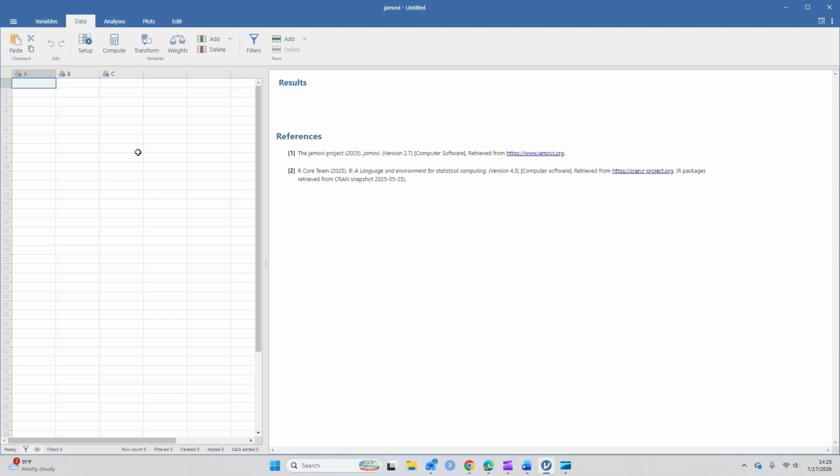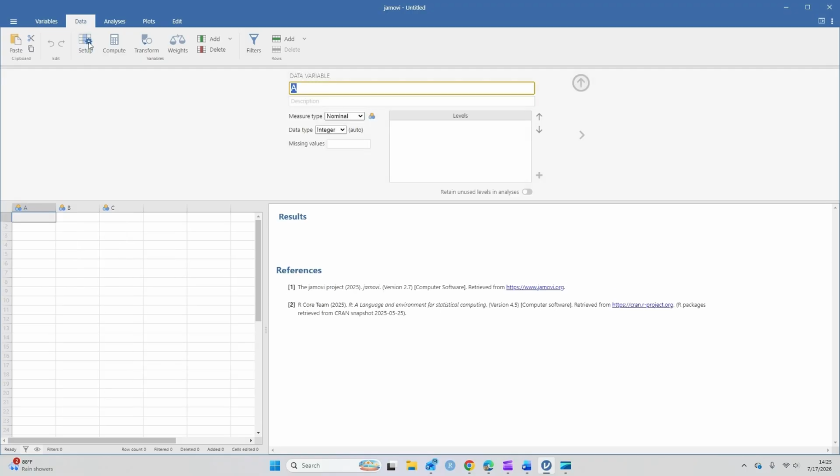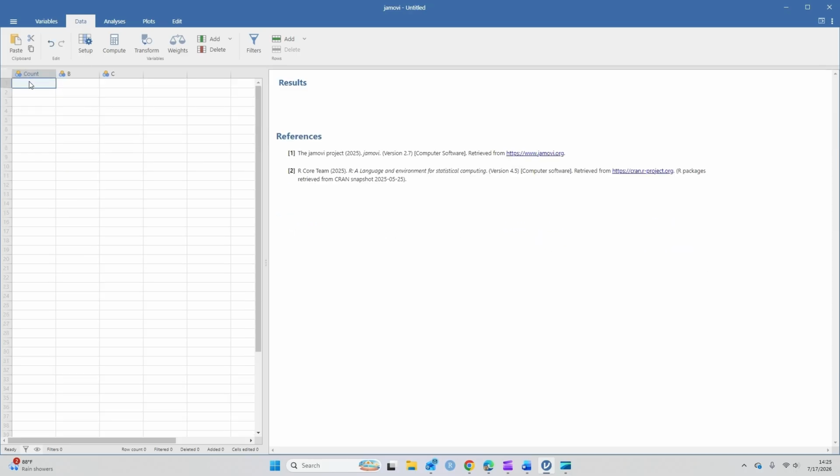And now we're in Jamovi. I'm in this data, so what I'm going to do is set this up. I'm going to type in watch, or you know what, let's just call it count. Okay, we're just going to call it count. We're going to leave it as nominal, right? And we are going to put the 137 here and the 213 here.